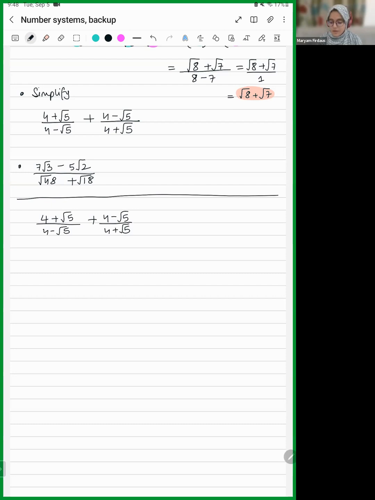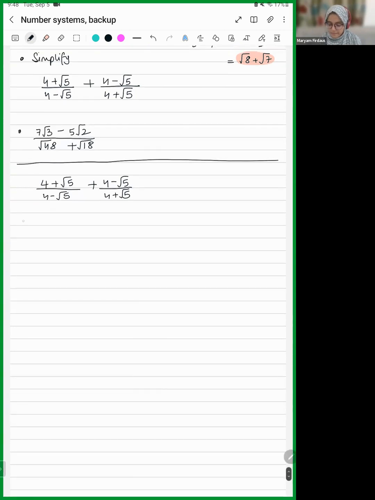Yes, ma'am. So how have you done this? Tell me step by step. Ma'am, first I rationalized both of these fractions. Okay. So the first one, when you rationalize it, what will it become? 4 plus root 5? Ma'am, 4 plus root 5 whole square by 16 minus 5. Okay. 4 minus root 5 whole square by 16 minus 5.